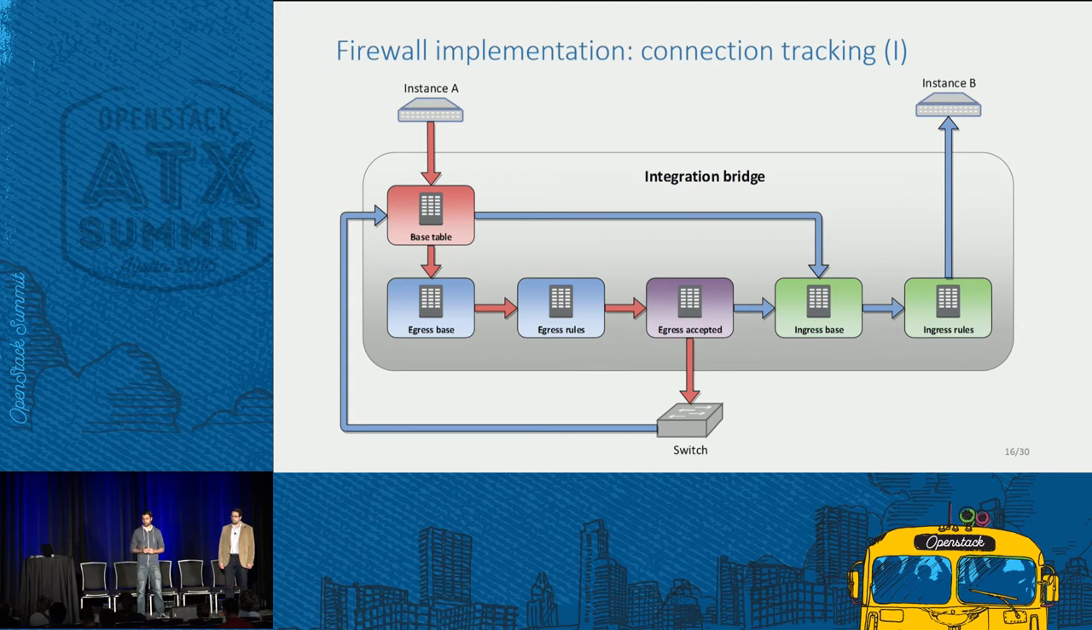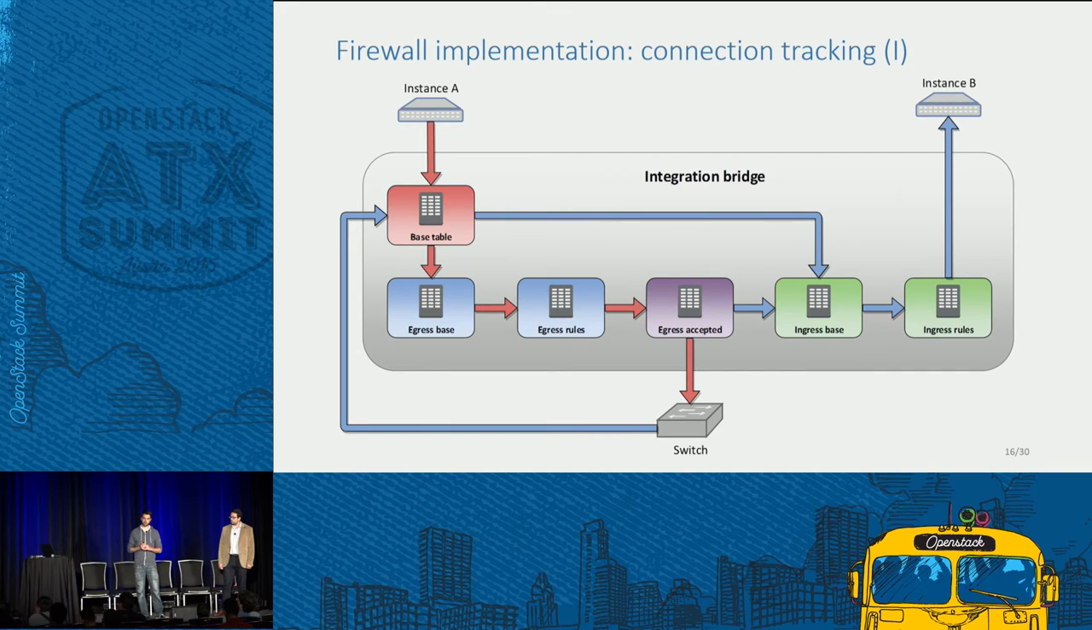And at this table, you already have the information from the conntrack table. So you can say that you allow traffic that goes out for kind of traffic that was already established as an ingress traffic.